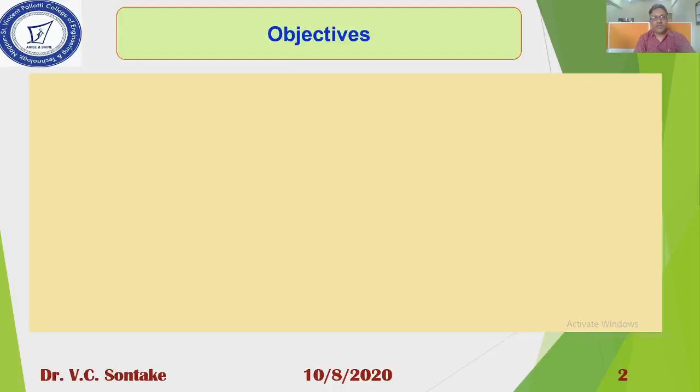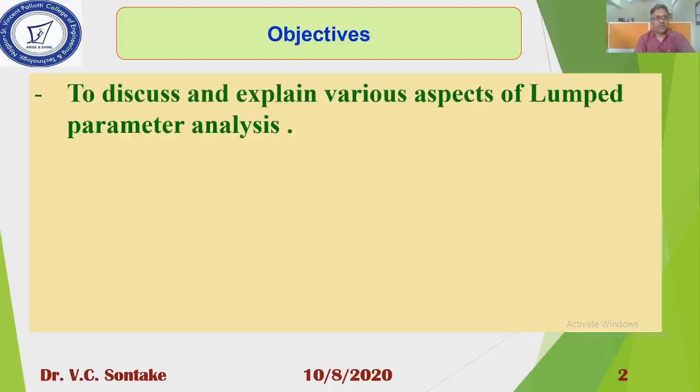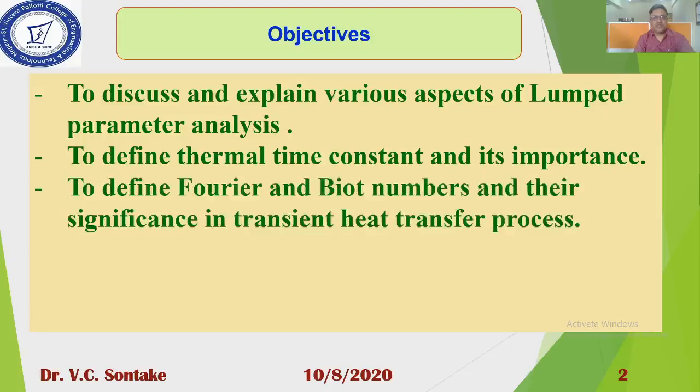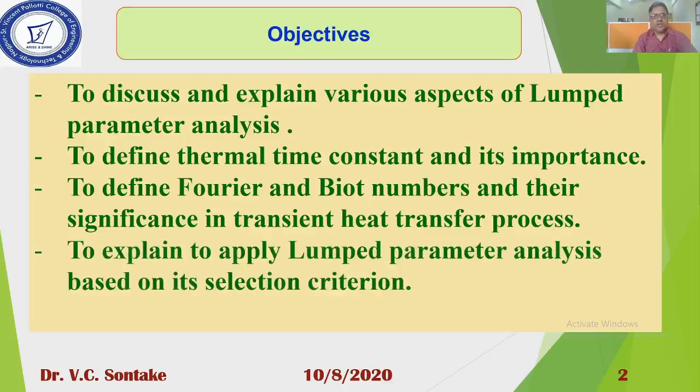Objectives of this video lecture are: number one, to discuss and explain various aspects of lumped parameter analysis. Number two, to define thermal time constant and its significance with regard to the transient heat conduction. Objective number three is to define Fourier and Biot numbers and their significance in transient heat conduction process. And last objective is to apply lumped parameter analysis based on its selection criterion.